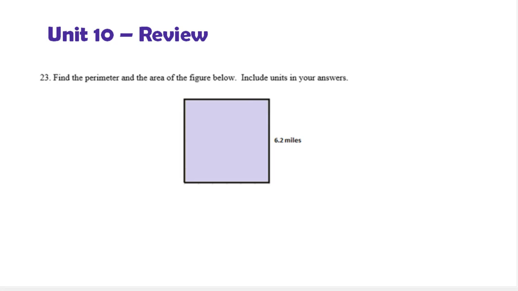23. Find the perimeter and the area of the figure below. Include units in your answers. Okay. So we're given this shape, and we are given one value, 6.2 miles. And this shape looks like a square, and when they just label one side and not the other, we can assume that they are telling us that this is a square.